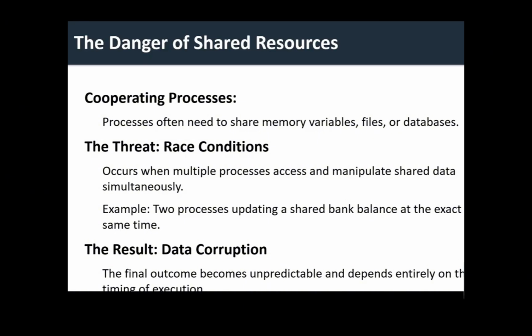I will use one example, and I will use it for the whole video. That example is: we have process A, process B and file 1. Process A did some changes in file 1, and process B did some changes in file 1. The thing is, they did it at the same time, so we don't know what would be inside file 1. This whole thing we call data corruption. The final outcome becomes unpredictable and depends entirely on the timing of execution. For this whole phenomenon we call it a race condition.